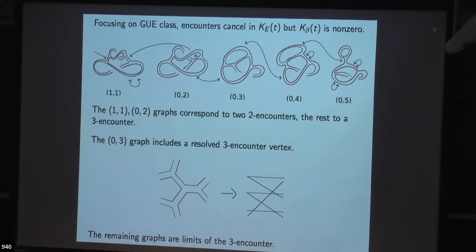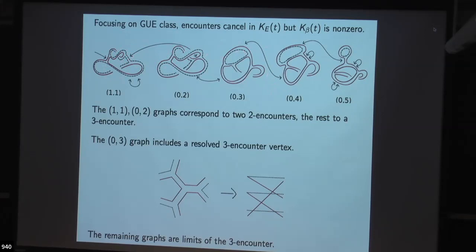So let's talk about how these are related to encounters. These guys here both correspond to two encounters. So there's some stretches, and here's one of the two encounters, here's another two encounter. Here's one two encounter, here's another two encounter. And in these two graphs, one of the two encounters is resolved with a black line, here it's resolved with a red line. In this graph, they're both resolved with red lines.